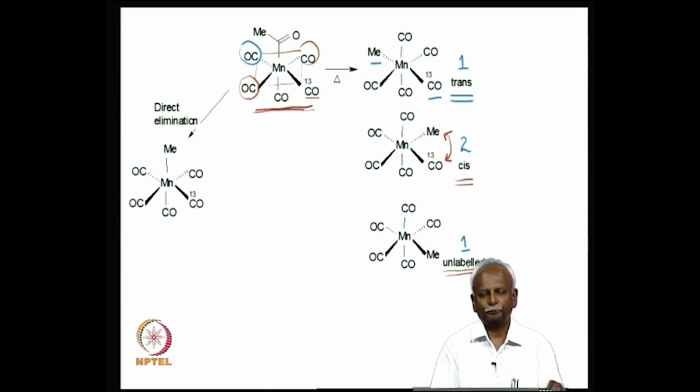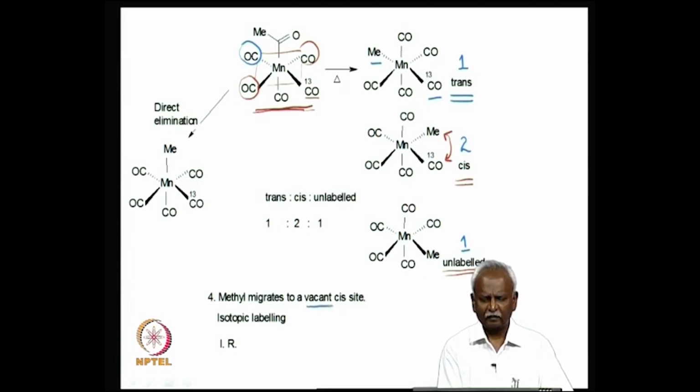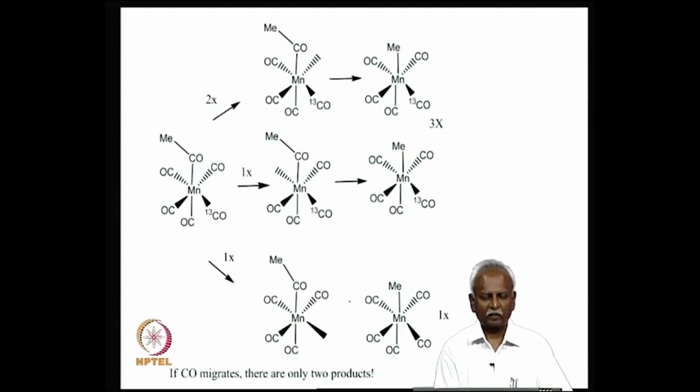This is exactly what he found. He found that there was no direct elimination possible. It was only these molecules which were formed, and they were formed in a 1:2:1 ratio. Now, if this is the ratio in which the 3 products are formed, it is a very clear indication that the cis elimination pathway, or the cis insertion pathway, is the one that is being followed by this molecule. Methyl migrates to a vacant site, and to a vacant cis site. If carbon monoxide had migrated inside and it was not a methyl migration, we would have obtained a very different result. So, let us just take a look at that. If carbon monoxide migrates, what would happen?